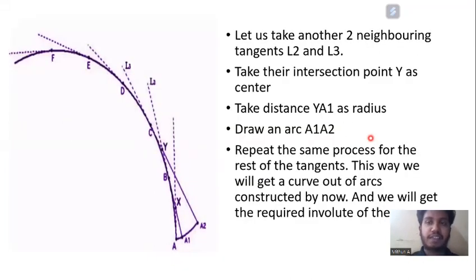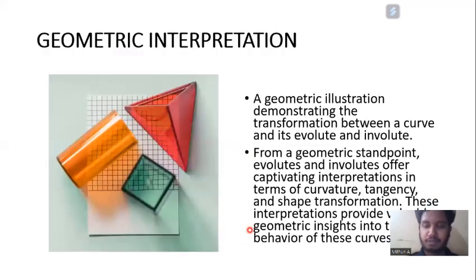Let us take another two neighboring tangents, L2 and L3. Take a distance from here and intersect at a point Y. Extend this, so we obtain YA1 and YA2, and join A1 and A2 to form an arc here. Repeat the same process for the rest of the tangents, and this way we will get a curve of arcs, and we will get the required involute of the curve.